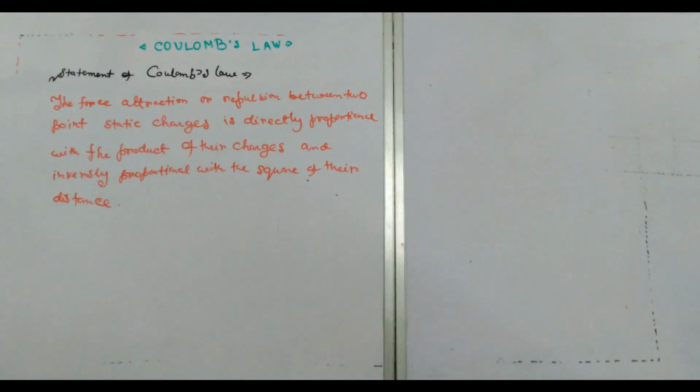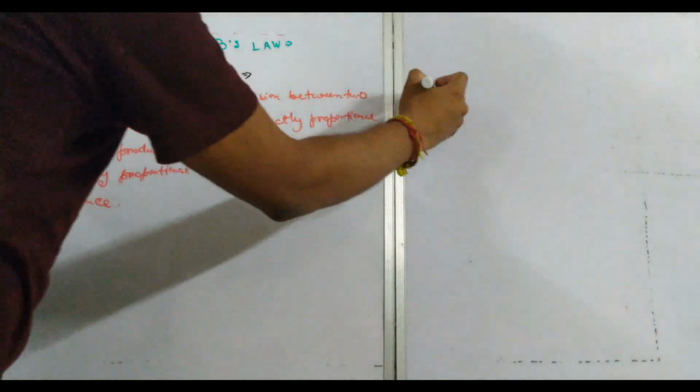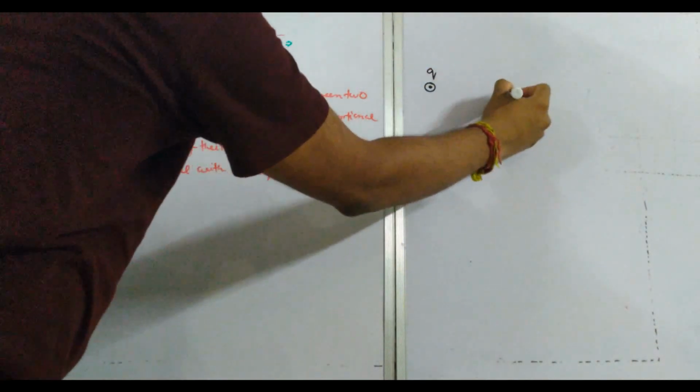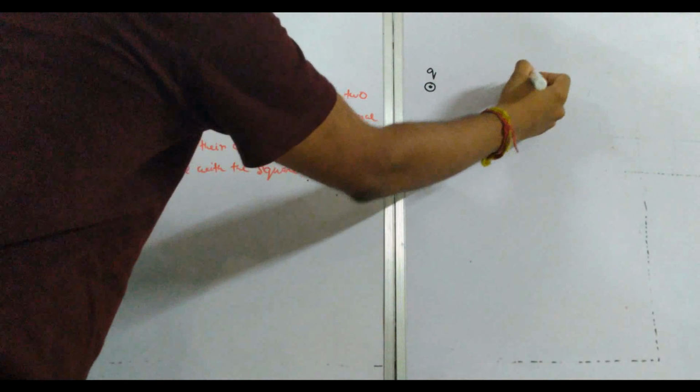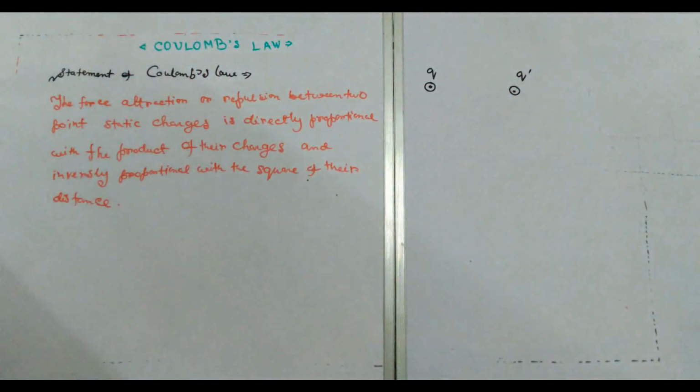Now we are going to concentrate on the charged objects, which are going to be denoted as point charges. The charges must be point charges and they will be static. Now we are imagining two point charges, one is Q and another is Q dash. It can be assumed as Q1, Q2, whatever you want.